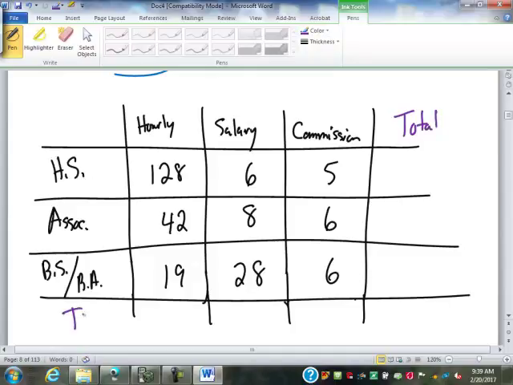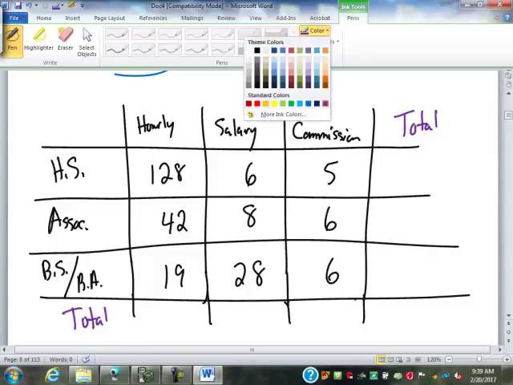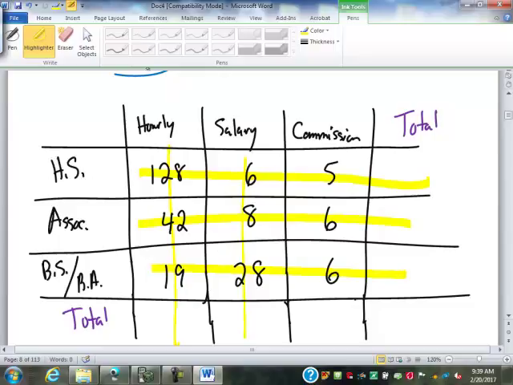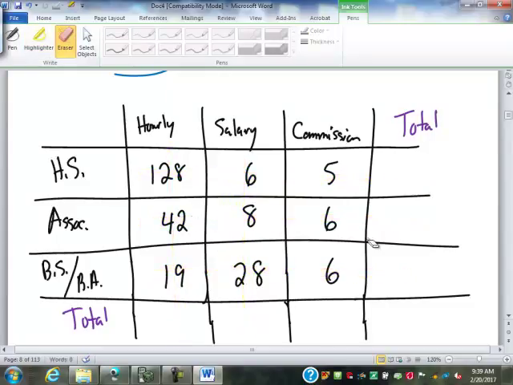So we're going to fill in the total for each row and column here. I'm going to have you do that for me quickly. So find the total going across this way for each, then the total going down this way for each. I'm going to give you guys a couple of minutes to do that, then we'll take a look at it.